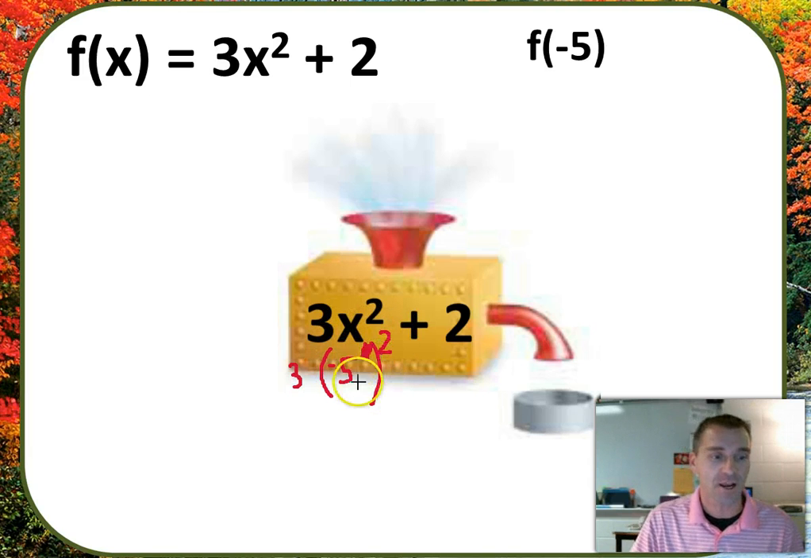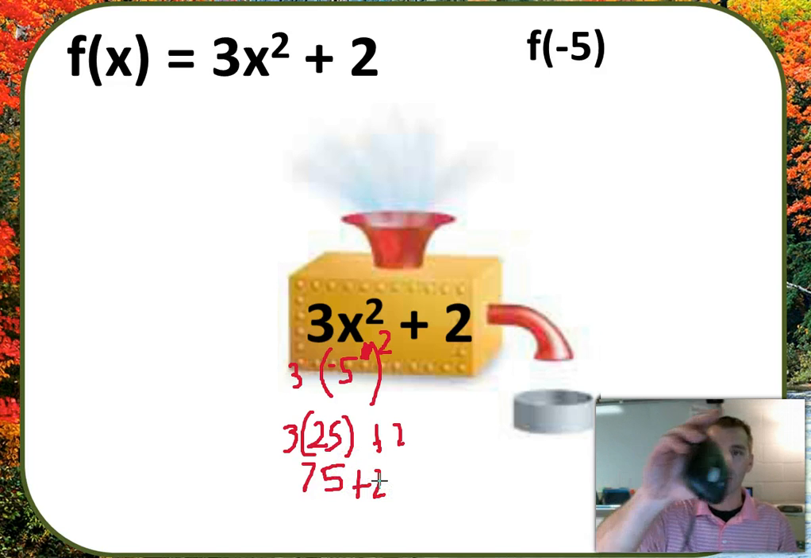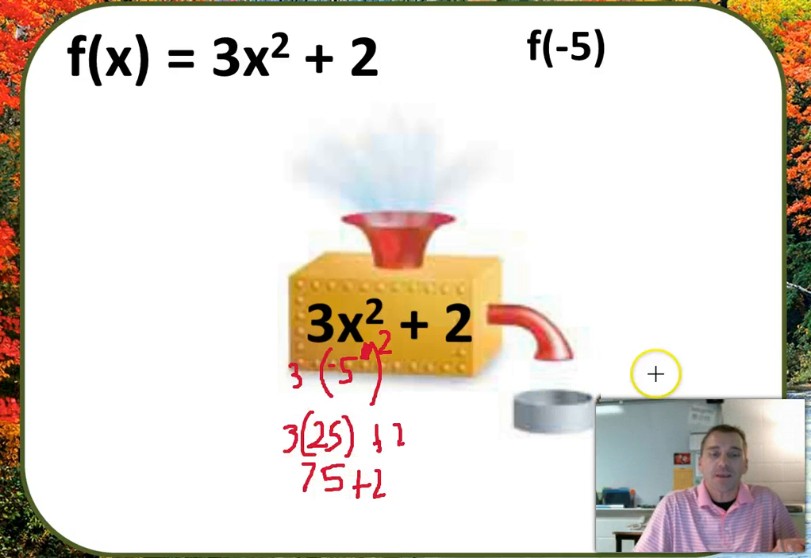When I square -5, I get 25. And then I take that 25 times 3. Don't forget the plus 2. So I get 3 times 25, which gives me 75, plus 2. Forgive the writing, I'm writing with a mouse. So when I take that 75 plus 2, it's going to output to me a particular number.